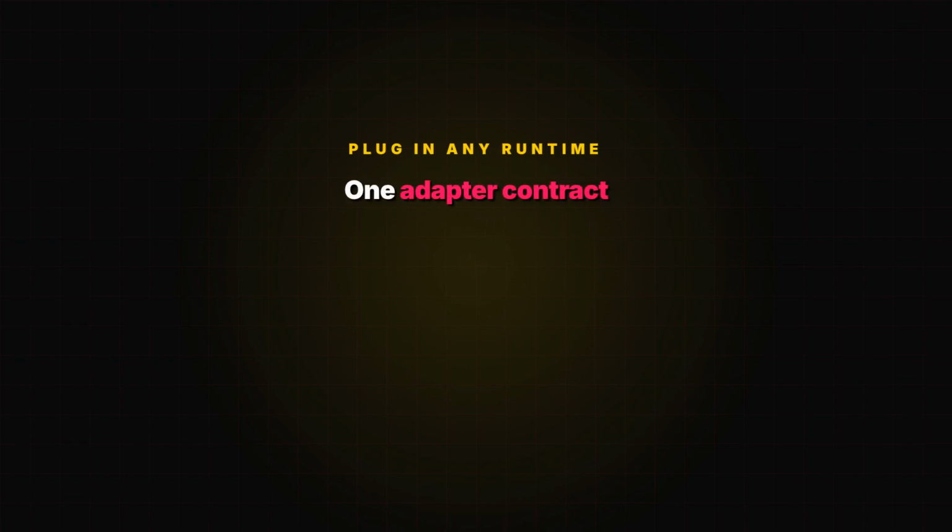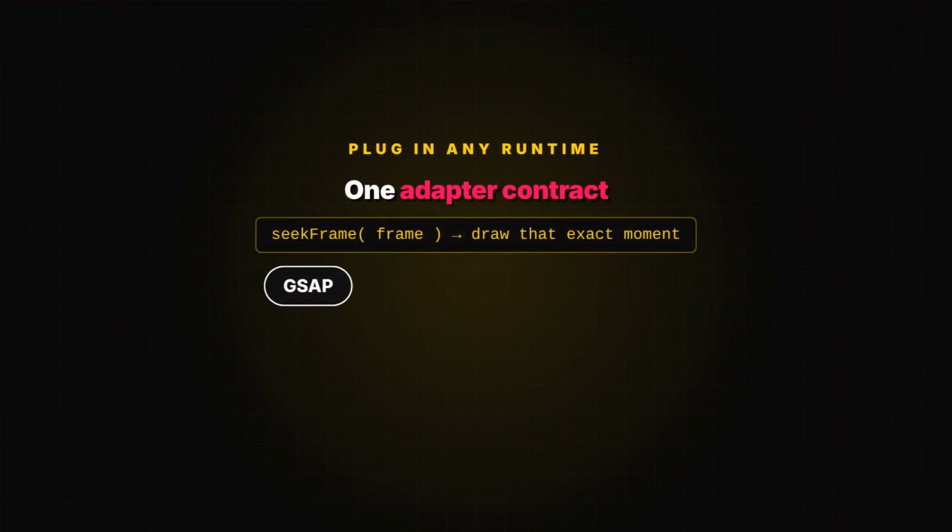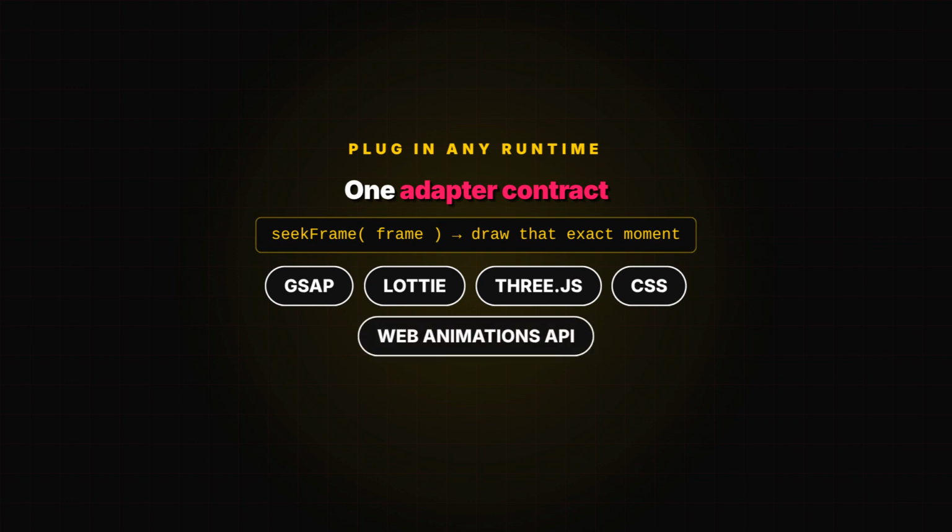Any animation runtime can plug in through the frame adapter contract. GSAP is the default, but Lottie, Three.js, CSS animations, and the Web Animations API all speak the same seek protocol. Give me a frame, I'll draw that exact moment. Determinism is the contract, not a special case.